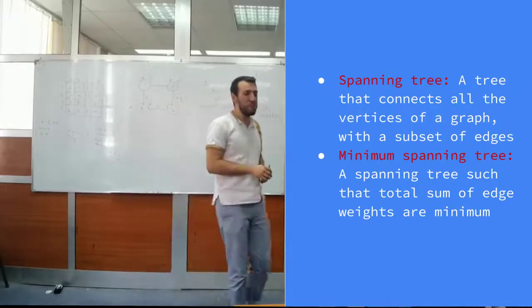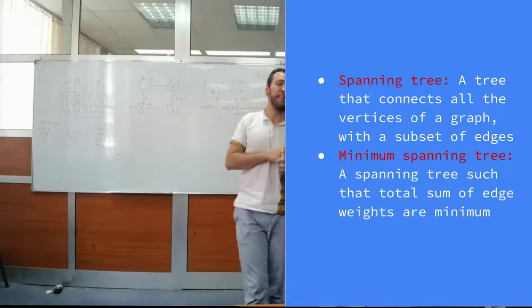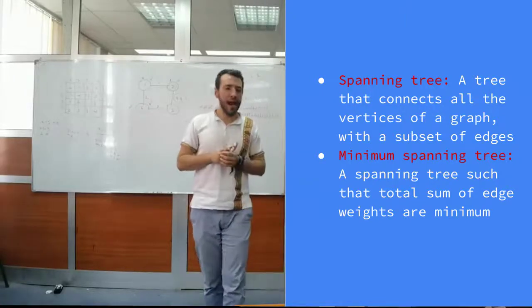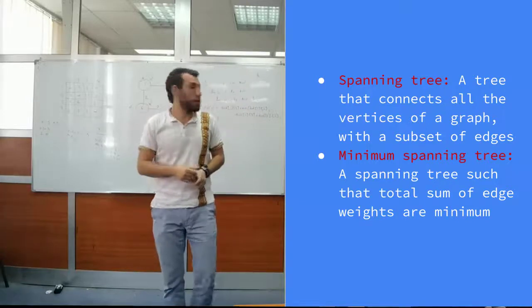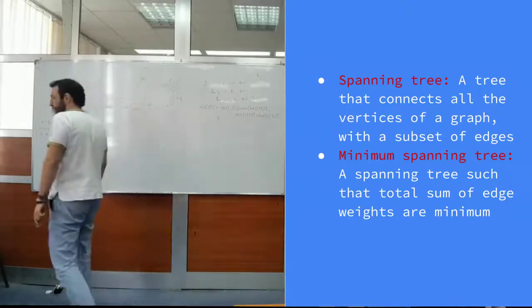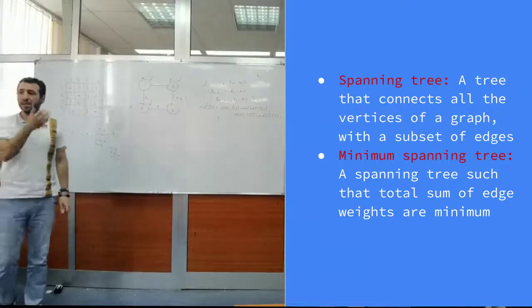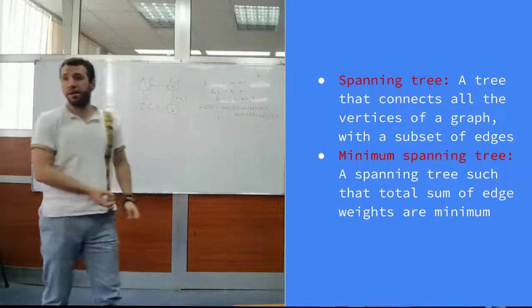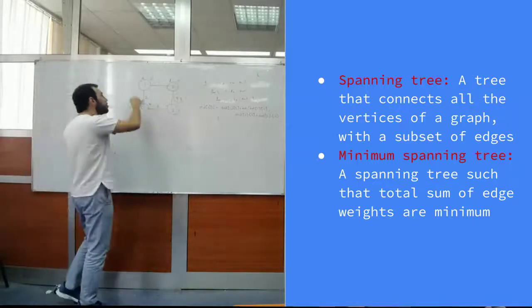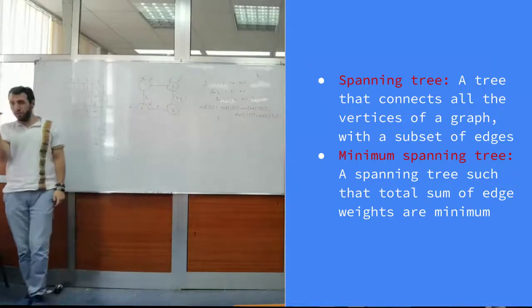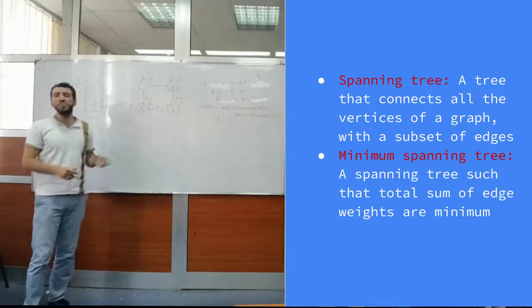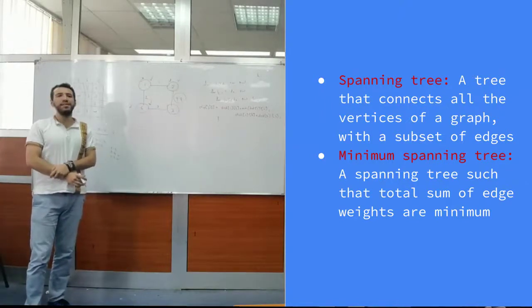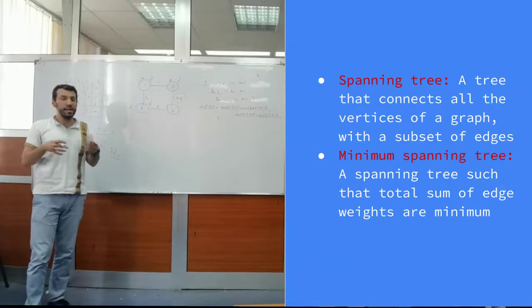Yes. A spanning tree is a tree that connects all the nodes in the graph with a subset of edges. Let's say this is our given graph. Is this a spanning tree? If we take the graph completely? No, it's not a tree. But if you remove only one edge, then they are all going to be spanning trees for this graph. Basically, the tree needs to connect all the nodes in the graph. That's the only condition for a spanning tree.